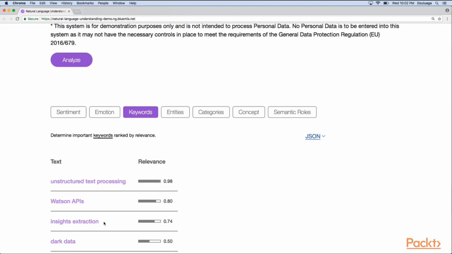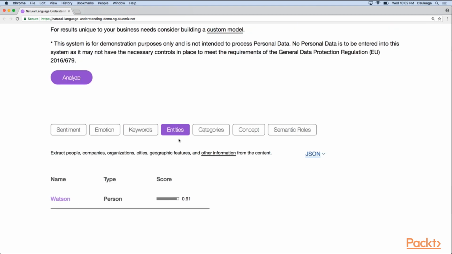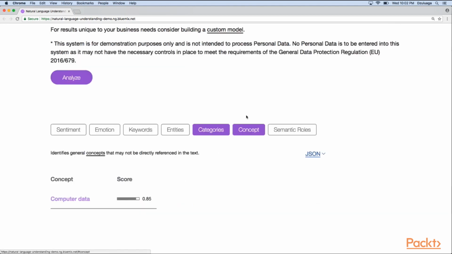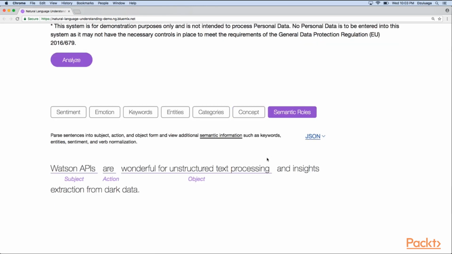These keywords you can use for doing some aggregate queries or something like this. The entity that it found was Watson, and it says that this text is categorized as technology and computing as the main category. It will find another two candidates with a lower score, but it found that indeed these texts were referring to technology and computing. The concept behind this text is computer data, and this is the semantic roles part.